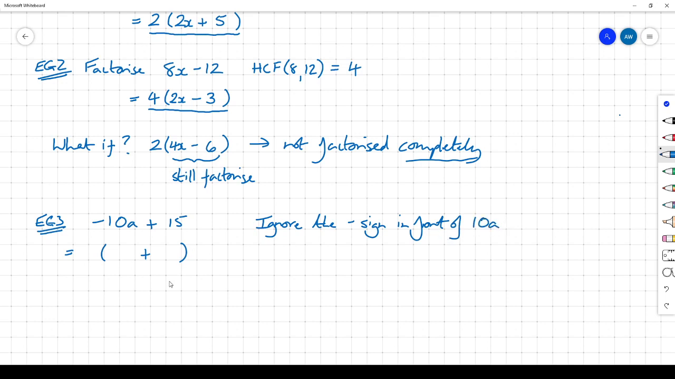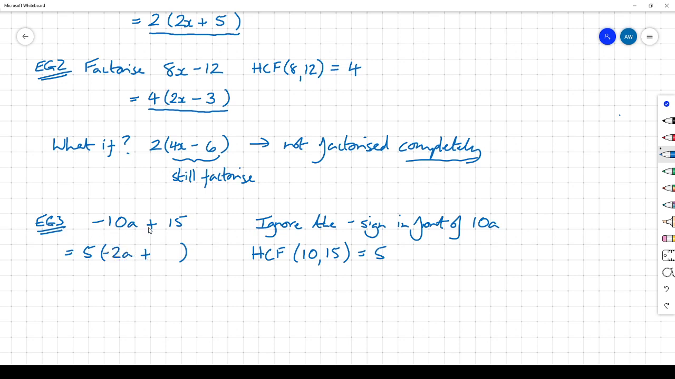Okay, all you need to think of is what is the highest common factor of 10 and 15, and of course it is 5. 5 is the highest whole number that goes into 10 and 15. It divides into both those. So there's our factor. We only take out positive factors. So 5 times what will give me minus 10a? Well, it's going to be minus 2a.